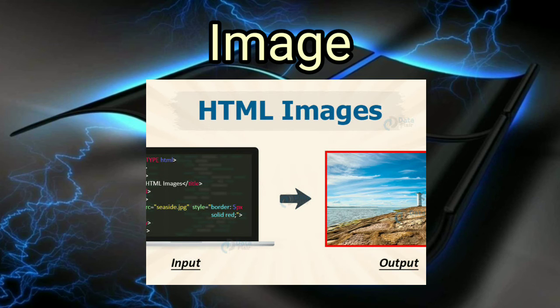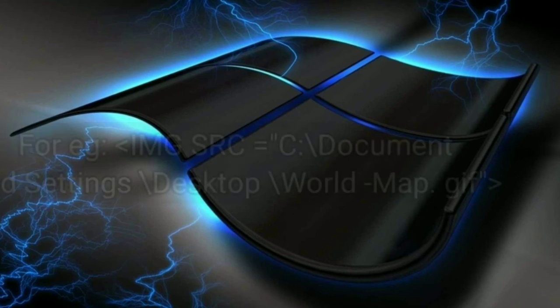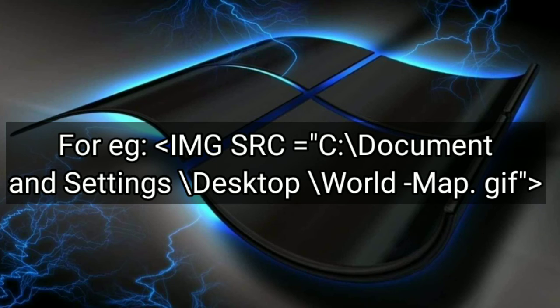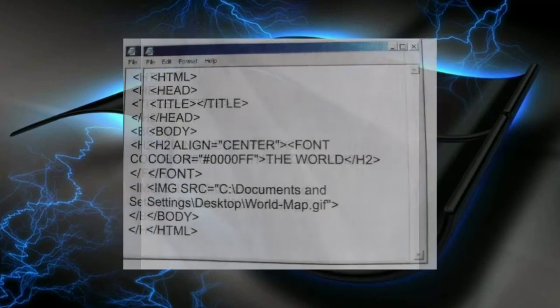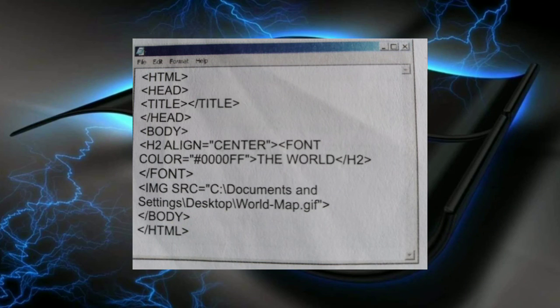For example, can you see? This is the example of image tag. Open tag img src and next the link of image tag. Now next, window. In that window, I have shown to you the image tags.